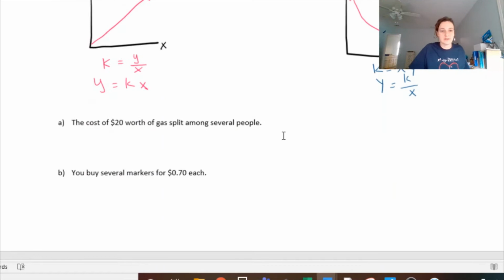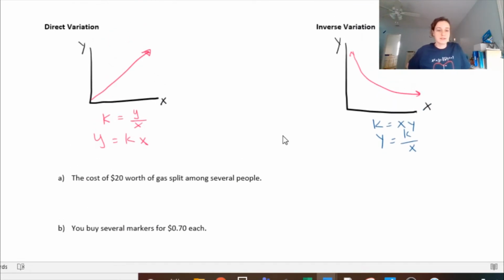So let's scroll down here, and let's look at this. The cost of $20 worth of gas split among several people. So if it's just me and my best friend in the car splitting the gas, it's going to cost us each $10. Okay, but if we add a couple more friends, it's me and 3 of my friends, there's 4 of us total now, it will only cost each of us $5. That's an inverse variation. As the number of people goes up, your cost goes down. Therefore, this is an inverse variation model.